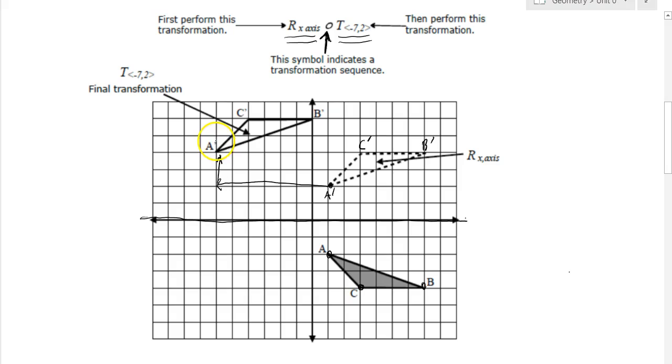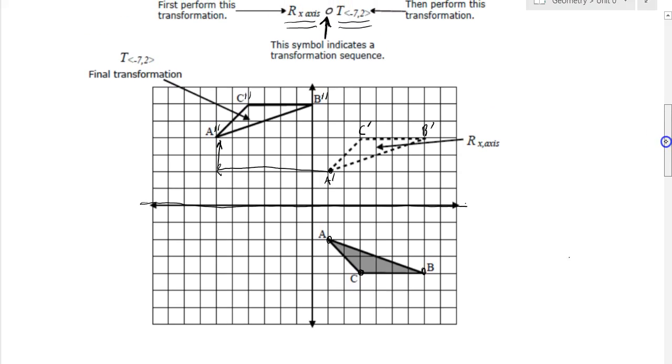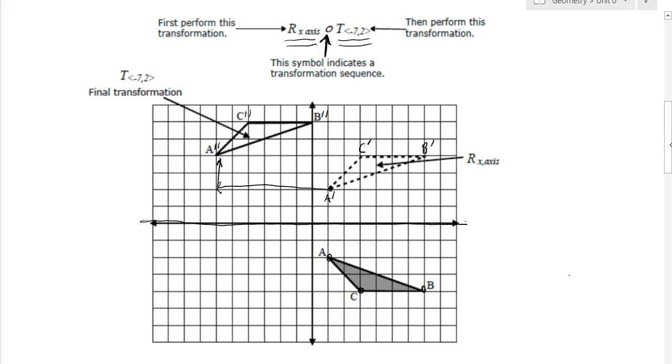And often this is called a double prime. B double prime, C double prime. Since we've done 2 stages to get this final transformation, we just put 2 little tick marks. And that's all we're doing. We're just doing things we've learned all week multiple times now. Do one, then do the next one, then do the next one, however many there are.